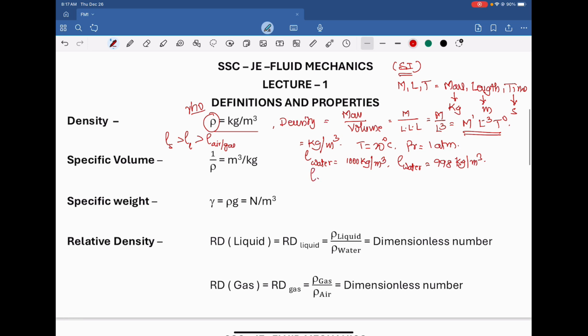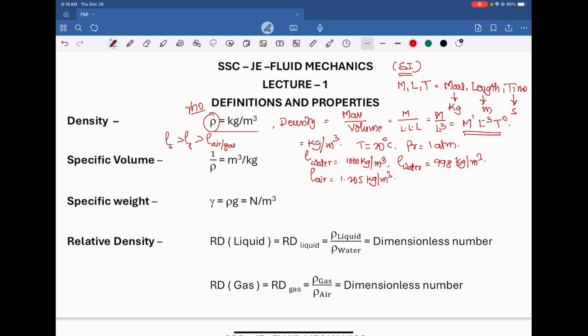The rho of air will be 1.205. Please remember these values. How much difference? Almost, water is 800 times denser than air. These standard values, you can get even from your textbooks, but however I have given them, because we will be dealing mainly with water and air in our syllabus.